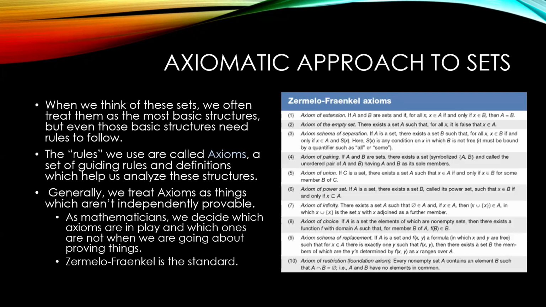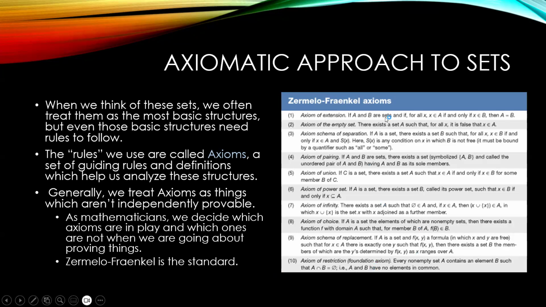Now, I mentioned at the beginning that this is an axiomatic approach. When we think about set theory, it is the base rule set that we play by. And even this base rule set has rules. And here are the 10 big axioms that we accept when we're dealing with set theory. For instance, the axiom of extension.